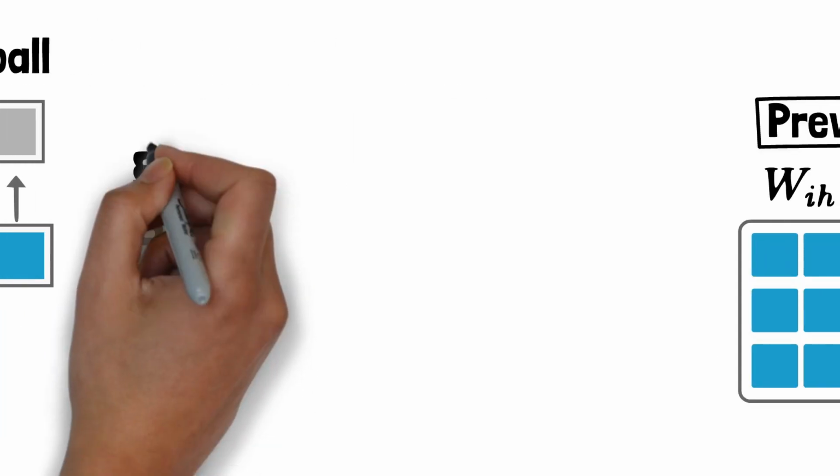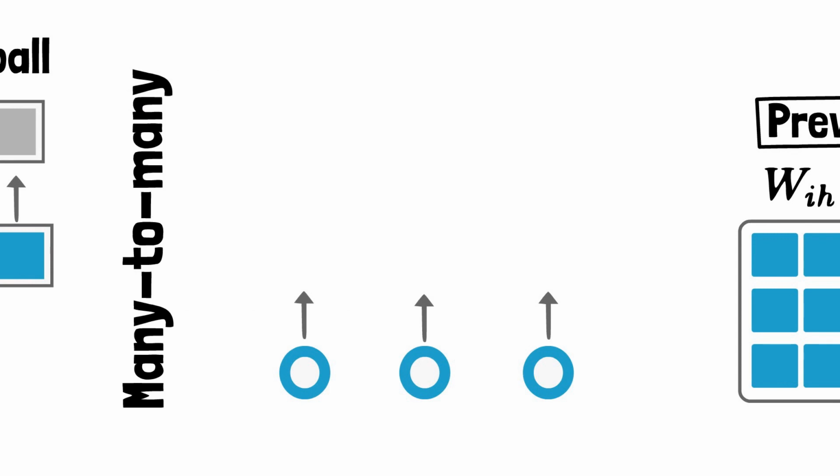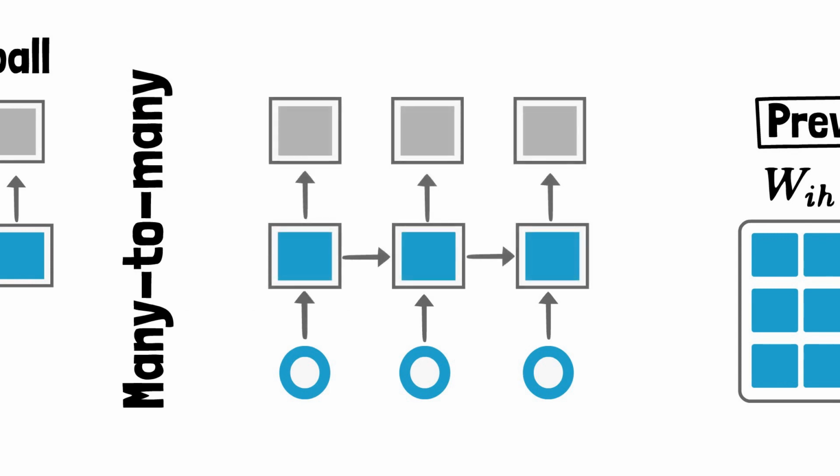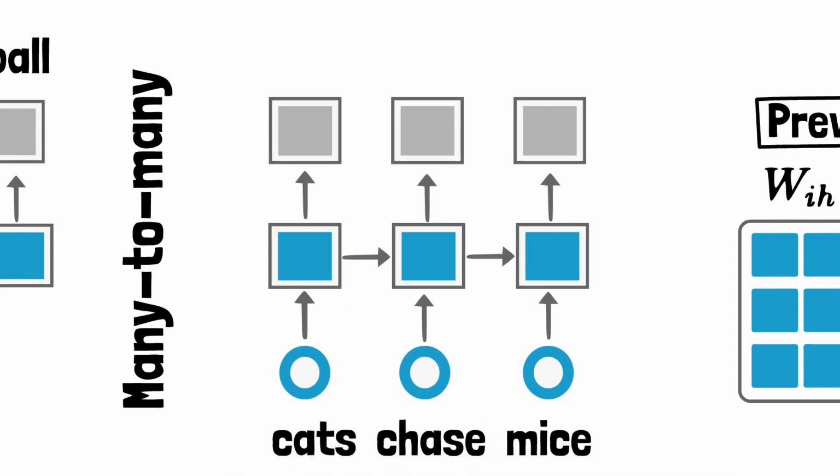Many to many. Both input and output are sequences. For example, in a part-of-speech tagging task, given a sequence of words in a sentence, we aim to assign a part-of-speech tag to each word. These tags identify each word as a noun, a verb, adjective, and so on.